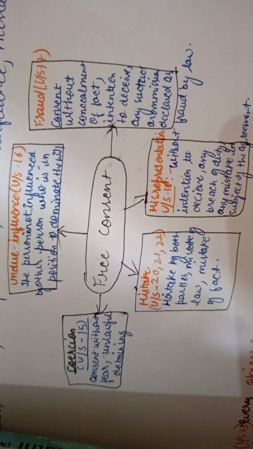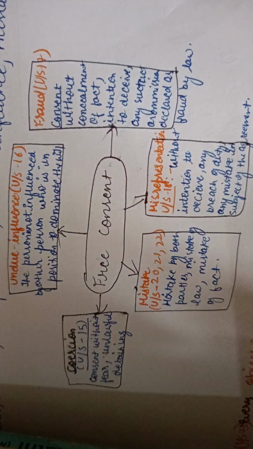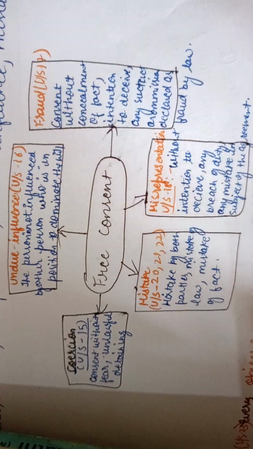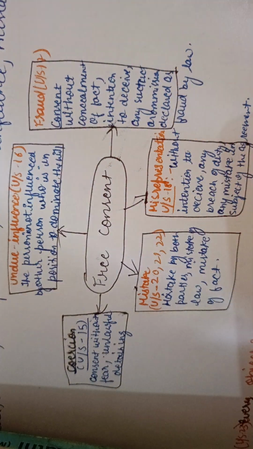Consent is defined under Section 13 of the Indian Contract Act. Here, two or more persons are said to consent when they agree upon the same thing in the same sense. It is defined under the maxim consensus ad idem, which means meeting of minds. Consent is clear when two or more persons agree on the same thing in the same sense.